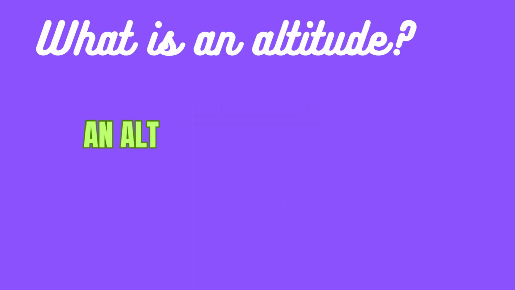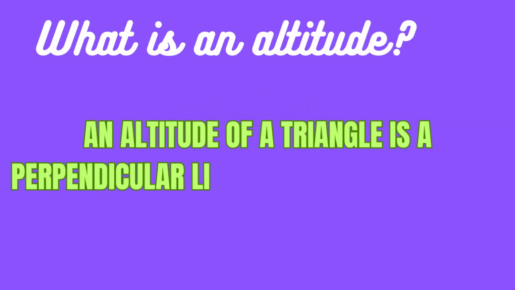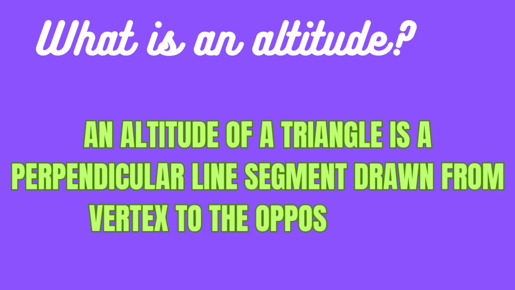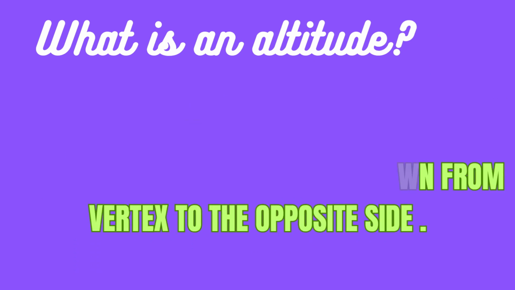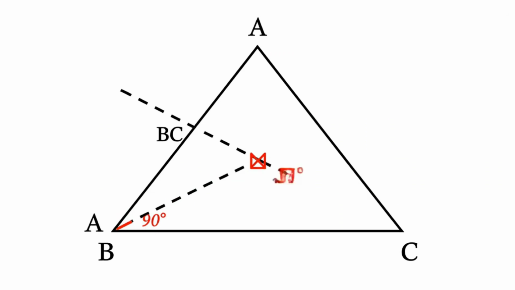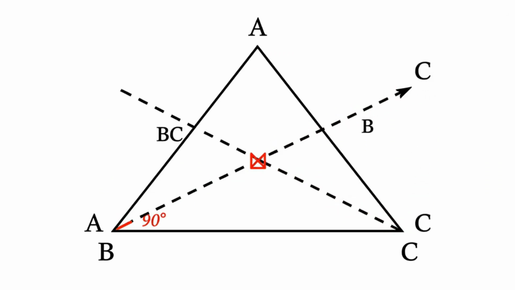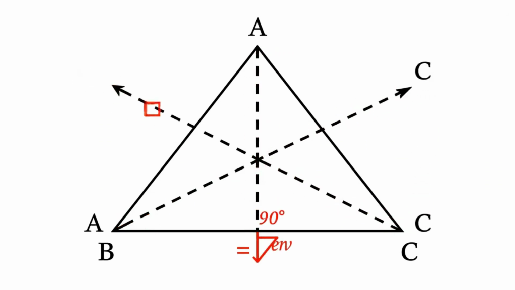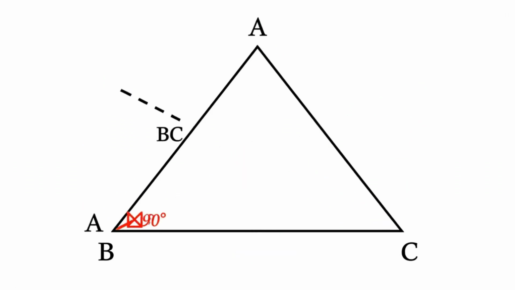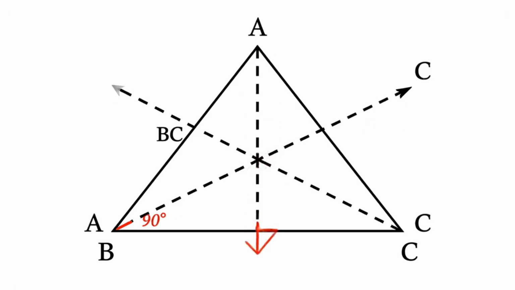An altitude of a triangle is a perpendicular line segment drawn from a vertex to the opposite side. So, altitude means from a corner point, that is vertex, draw a line straight down making 90 degree with the opposite side. That perpendicular segment is called an altitude.